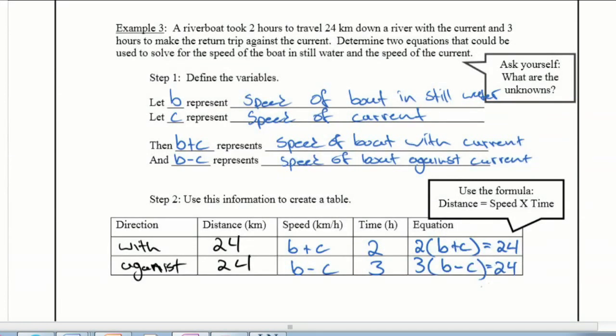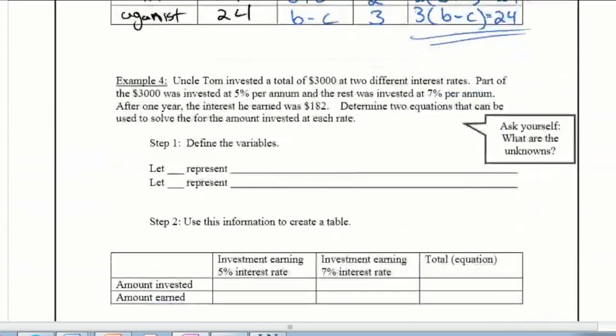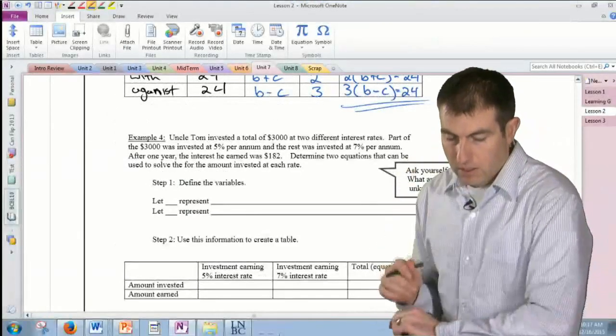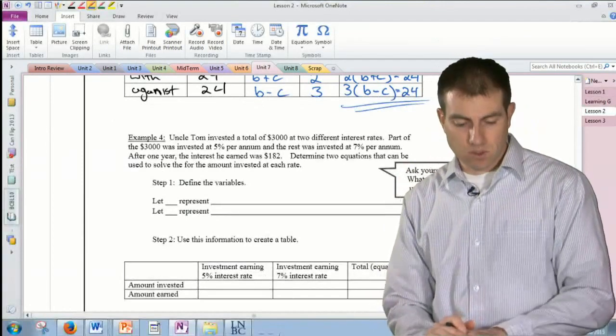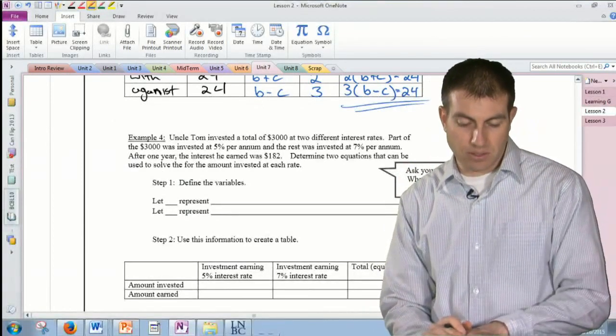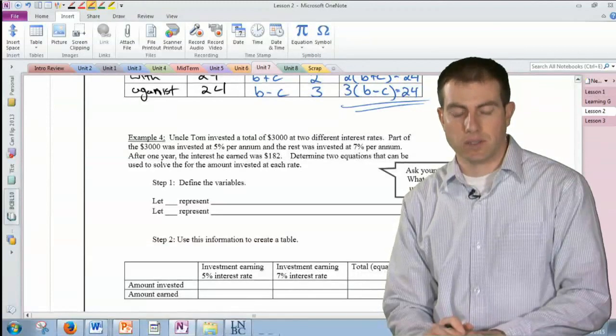And what we have here is 2 equations and 2 variables, and it's all set up. There's example number 4 here, and it's the same as the one we just did, except it has different amounts and different interest rates.